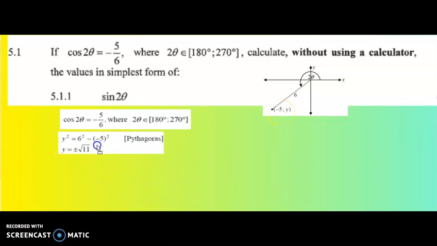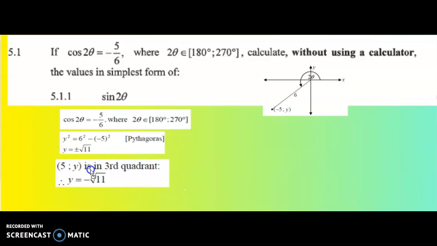That gives us the positive or negative square root of 11. Now we know that y is in the third quadrant, so that gives me a value for my y to be negative square root 11, because it is a negative distance. It's underneath the line. So the corresponding y value at this point will be negative square root of 11.